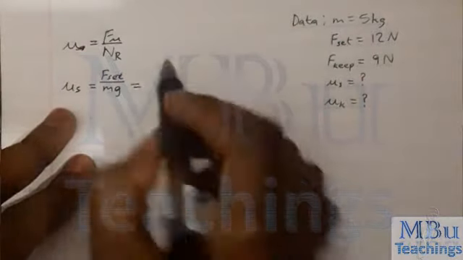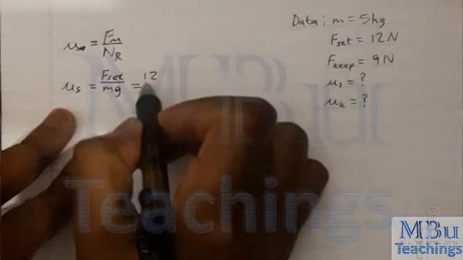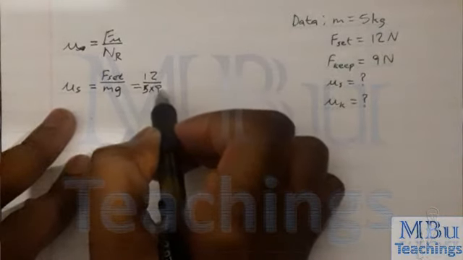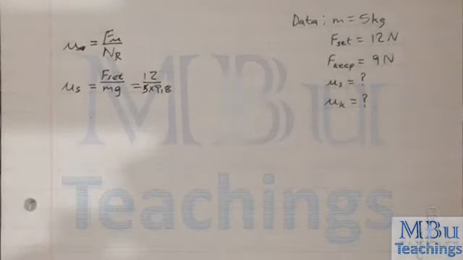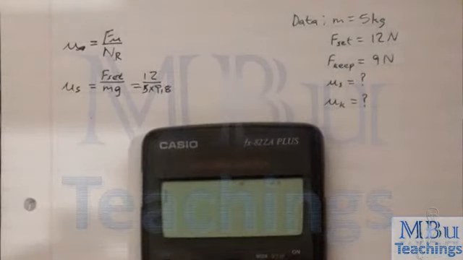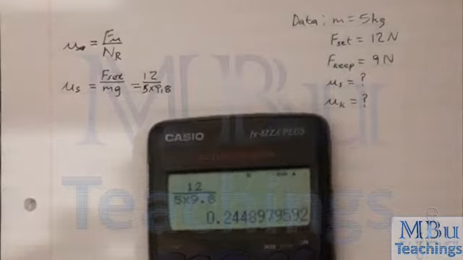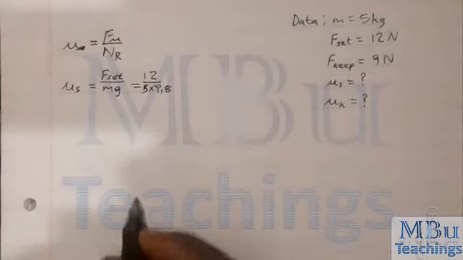Our F_R is 12, our mg is 5 times 9.8. Then you can take out your calculator and press 12 divided by 5 times 9.8. The answer is 0.22.